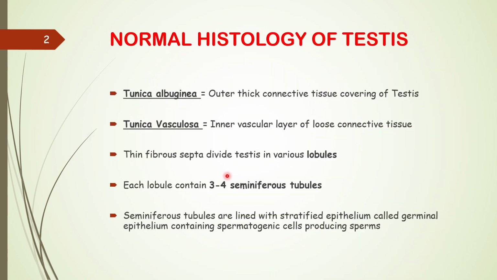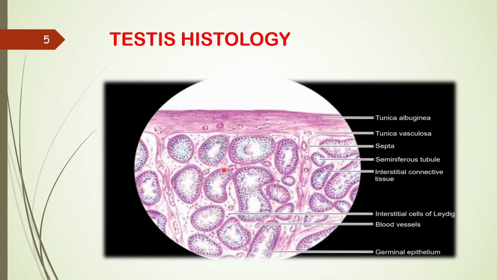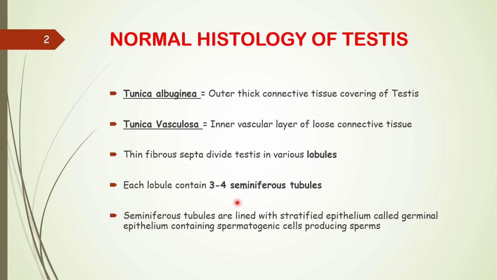All right. And within the seminiferous tubule, as you might have learned in your first professional year of medical school, it is lined by stratified epithelium known as germinal epithelium, containing spermatogenic cells, particularly primary and secondary spermatogonia and developed sperm, right? So the sperms are within the seminiferous tubule. These are the sperms, right? They line the seminiferous tubule.